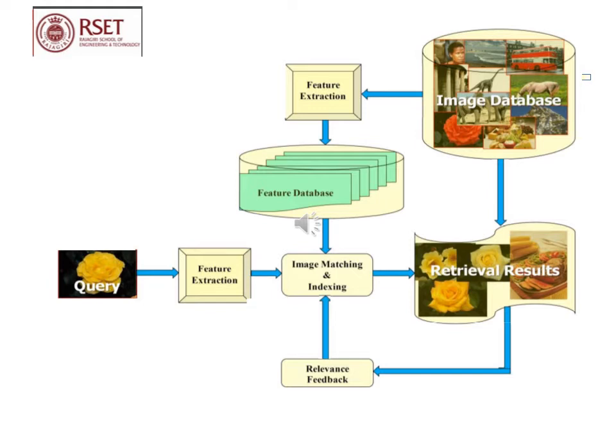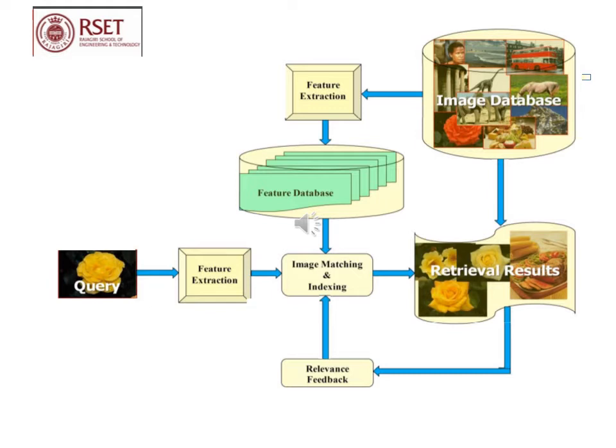So in this example, we can see how a CBIVR system is actually working. Here my example is a yellow rose flower. My query image is a yellow rose flower. First of all, I need to extract the features from this rose flower. Most of the time I am extracting features like color, texture, and sometimes shape also.